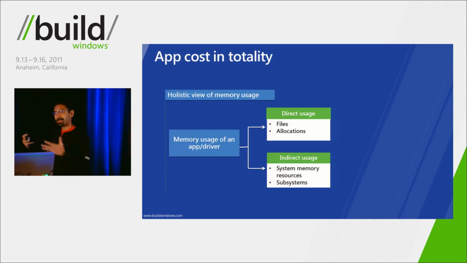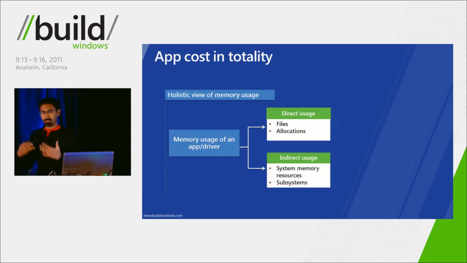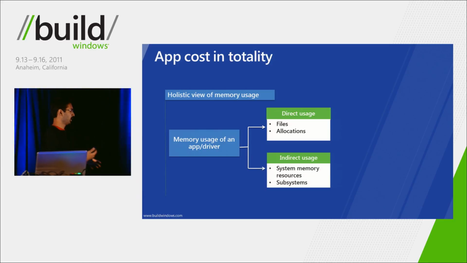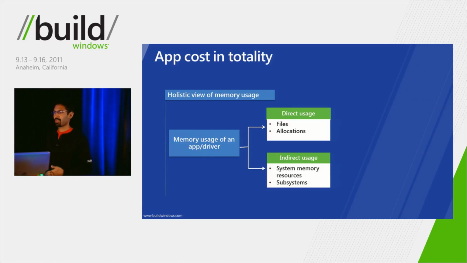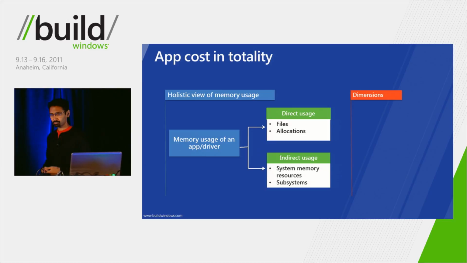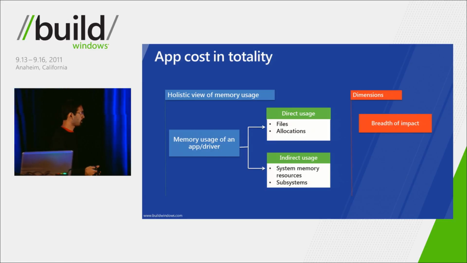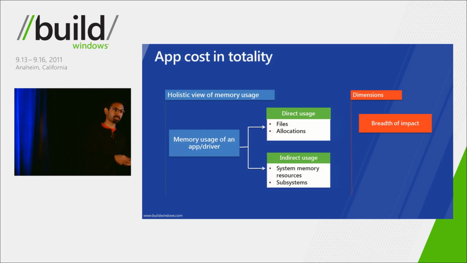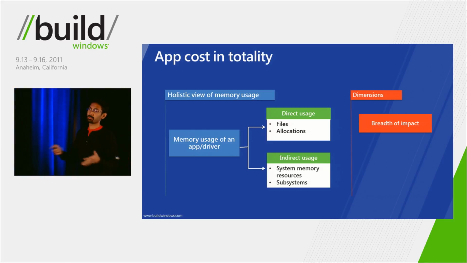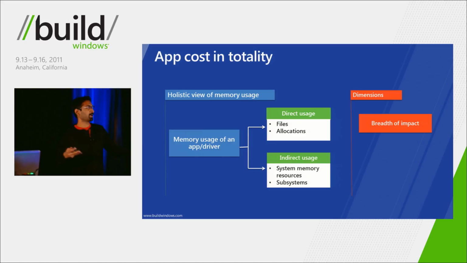Once you've thought about that and you have a picture, you want to have some sort of gauge in which you want to focus your efforts for reducing memory footprint. And for that, we have a set of dimensions. First, you want to think about breadth of impact. How broadly is a specific feature set that you have going to be used, and what's the impact?